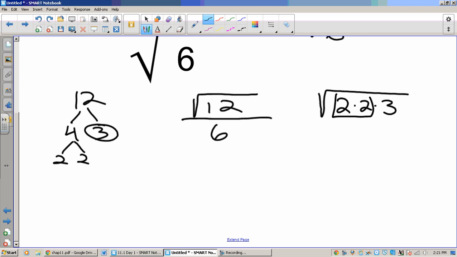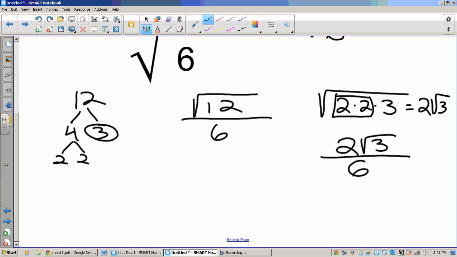We can take our square root pairs out here. 2 times 2 is 4, and the square root of 4 is 2. So this simplifies to 2 radical 3. So our answer is 2 radical 3 all over our denominator, which is 6. Hopefully that seems simplified enough.